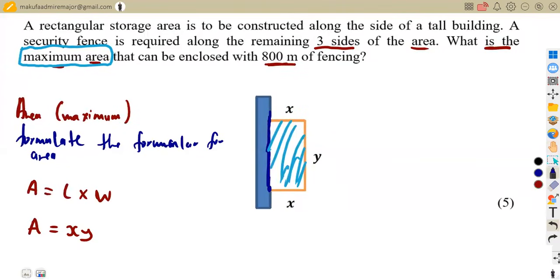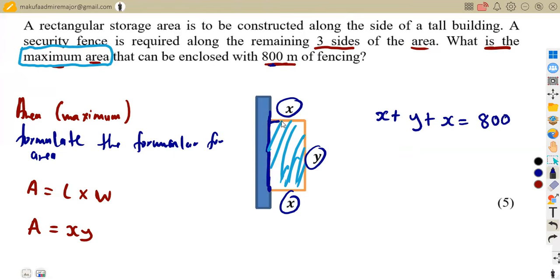We go again to the statement that we are given before. Before we are told that a security fence is required along the remaining three sides, which means this side X, Y, and this X. These are these three sides. And the fencing that is required is 800 meters. 800 meters of fence, meaning this is the fence from this point to this point up to this point. This is the fence that was covering. So if we add X plus this Y here plus this X here, it must give us the total length of the fence that was covered.